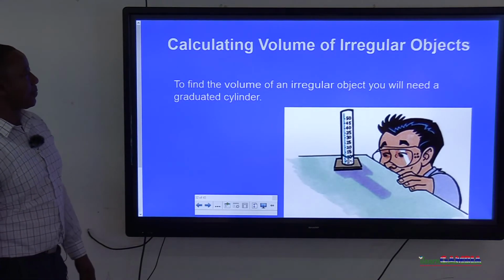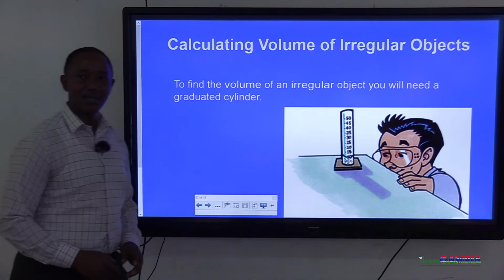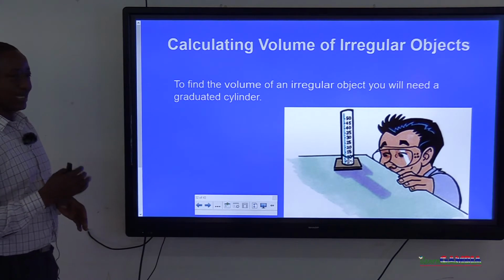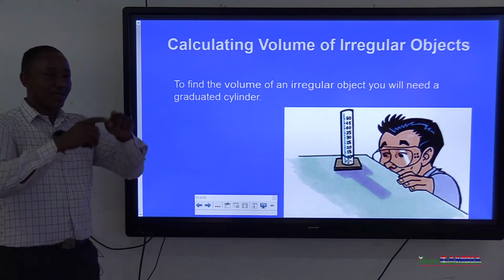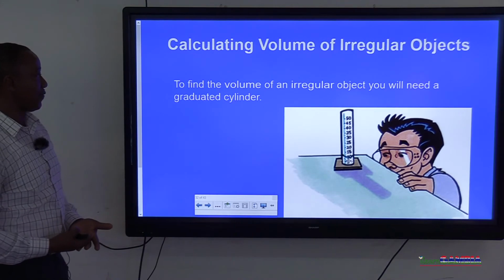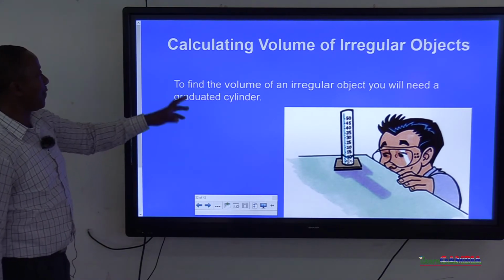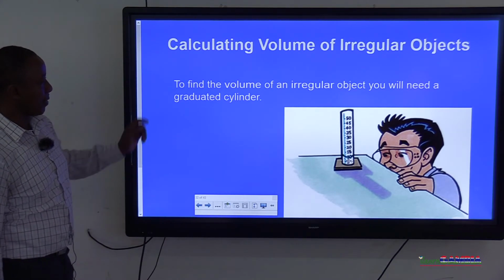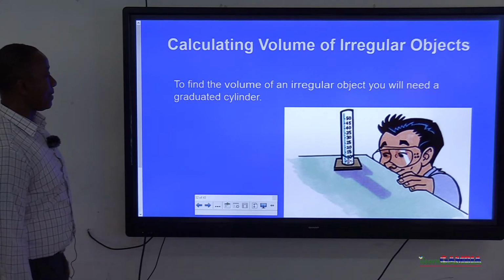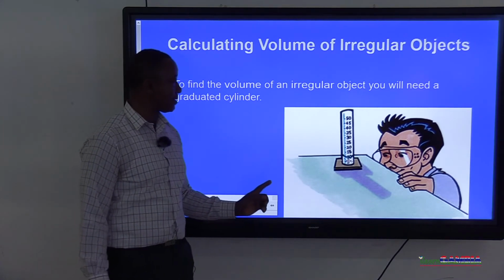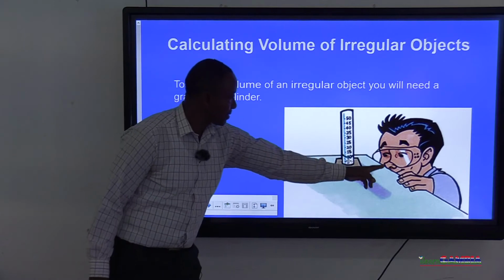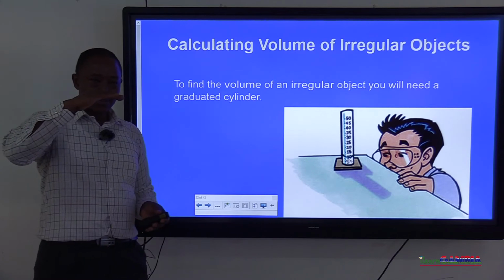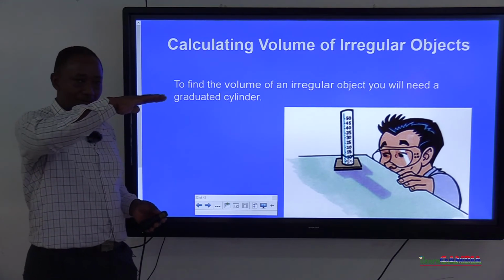Now, what would happen if the object is not a regular object, meaning it is irregular, or in simple terms, the sides are not uniform, they do not have straight lines? So to find the volume of an irregular object, you are going to need a graduated cylinder or a measuring cylinder. And you also need to be careful here. How do you read the volume of the liquid? You can see this guy trying to go down so that the level of his eyes is the same as the level of the water.